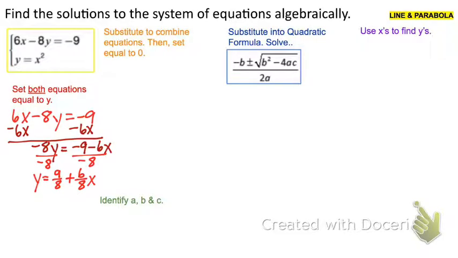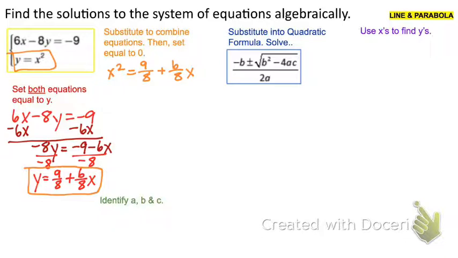So at this point, we know that y equals 9/8 plus 6/8 x, and y also equals x squared. So they're both equal to y, so that means x squared must be equal to 9/8 plus 6/8 x. So this is our quadratic equation.